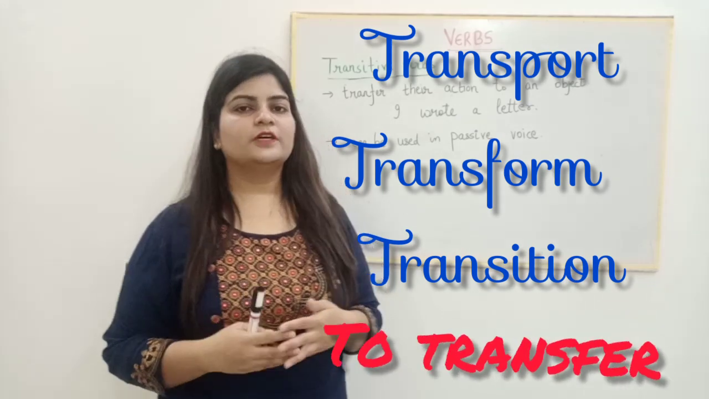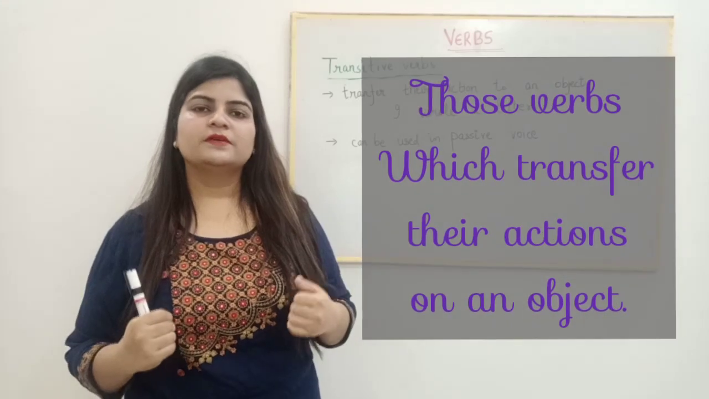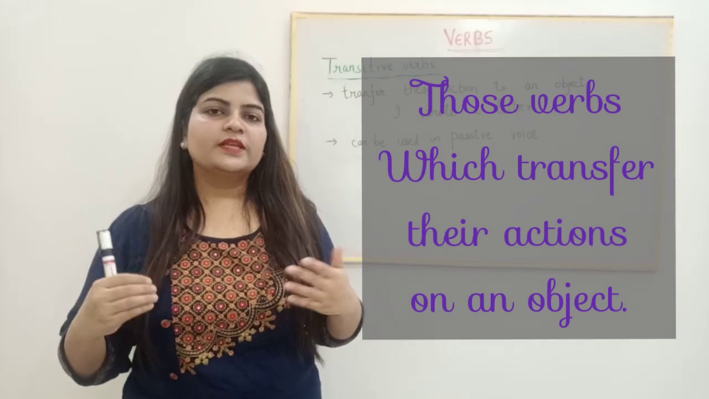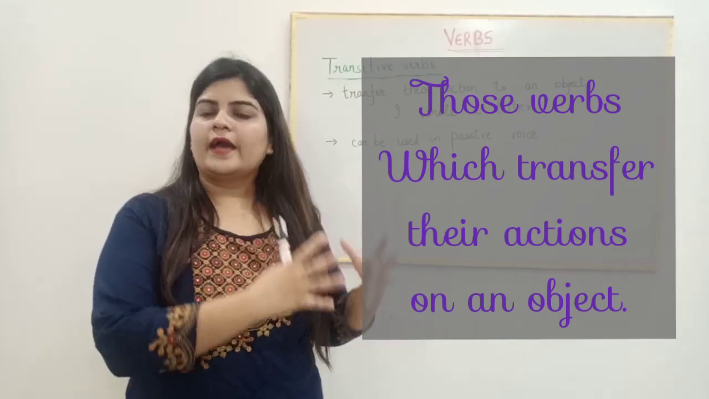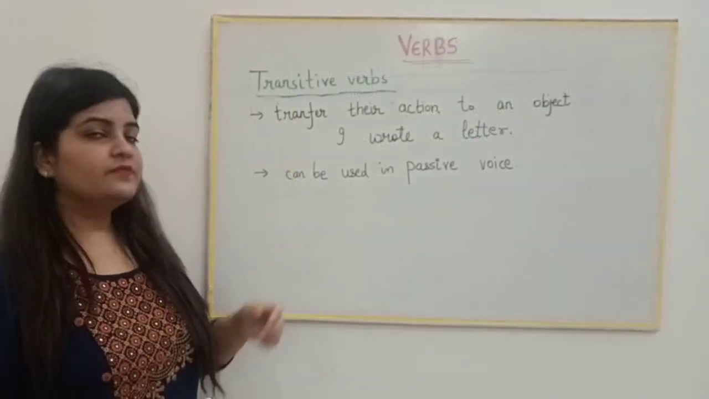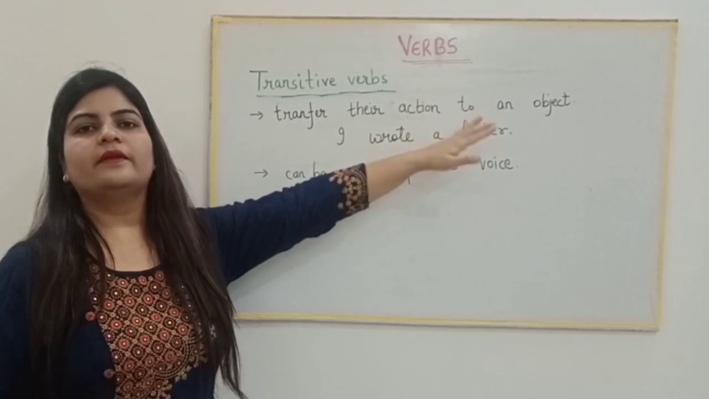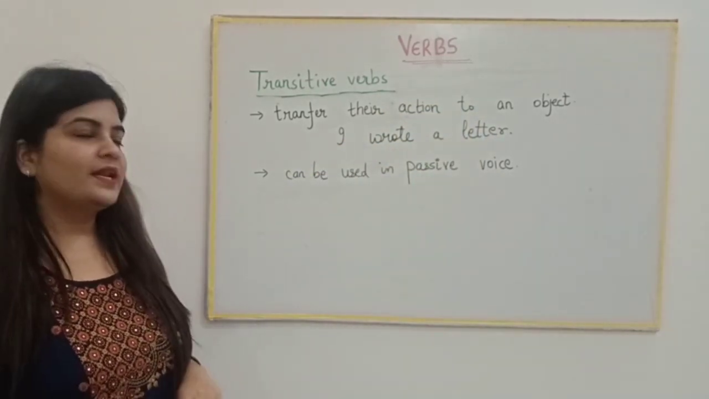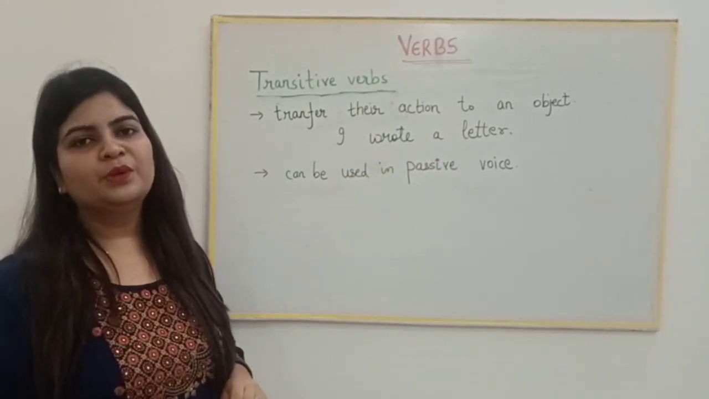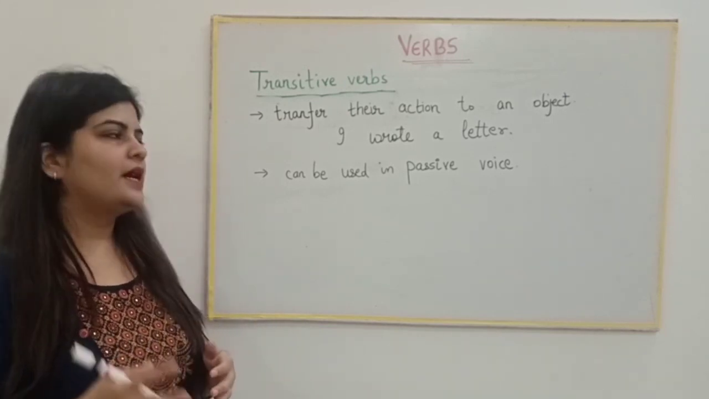So in the transitive verbs, what is being transferred? Here, transitive verbs are those verbs which transfer their action to an object. What do they transfer? They transfer an action to an object. Let's understand this with an example. I wrote a letter. This is the same example which we have been doing since the beginning of the lecture. We are taking the same example so that you can understand it better.